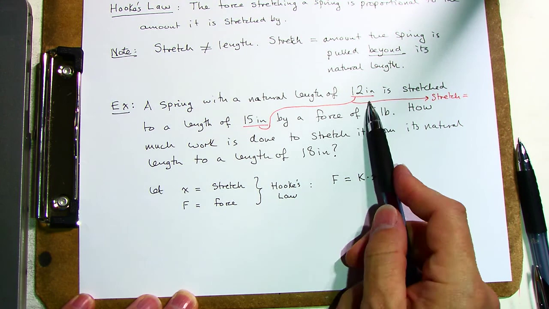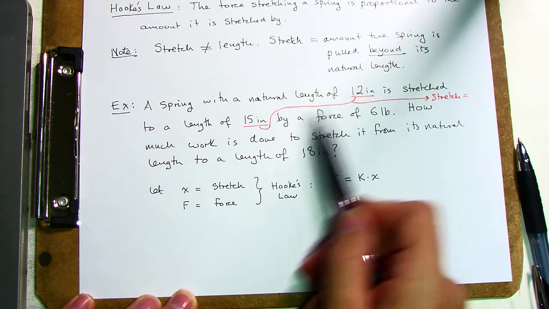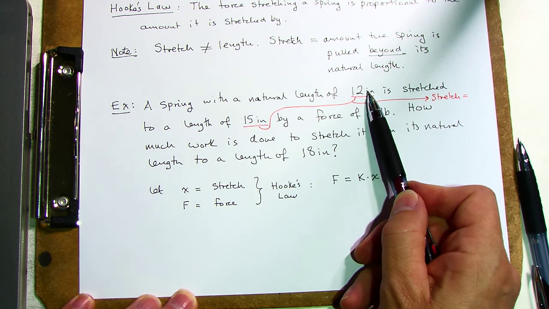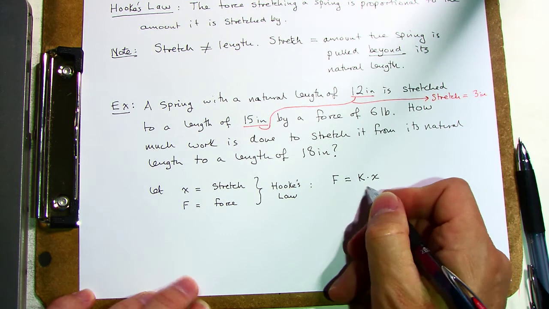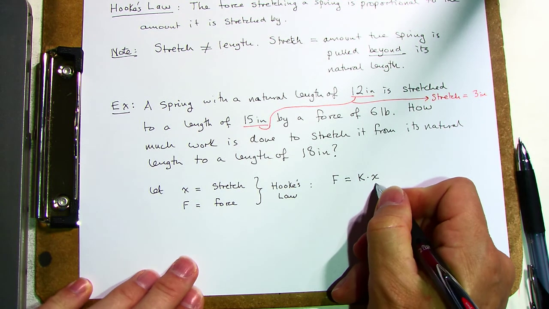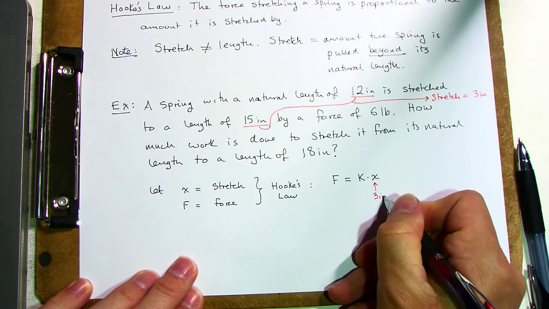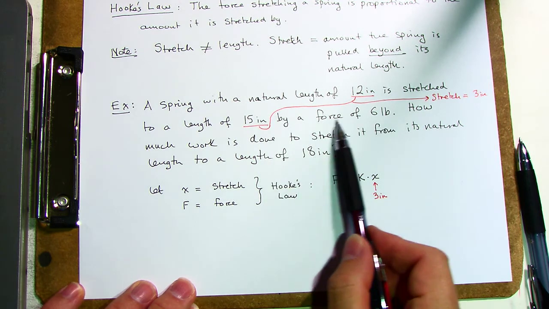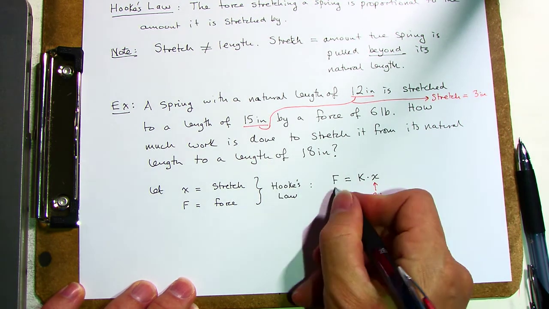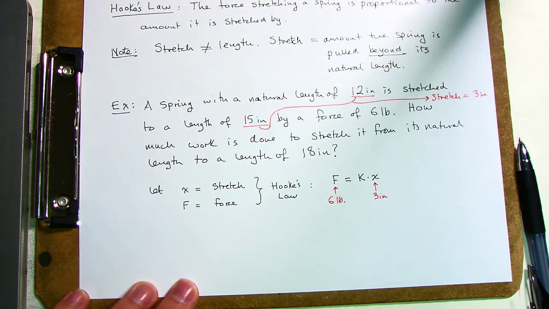Natural length of 12, stretched to a length of 15. How much did it get stretched by? 3. Yeah, 3 inches. All right, so this stretch here is 3 inches in this particular instance. And how much force did it take to do that? By a force of 6 pounds. So this is 6 pounds. Does that make sense, everybody?